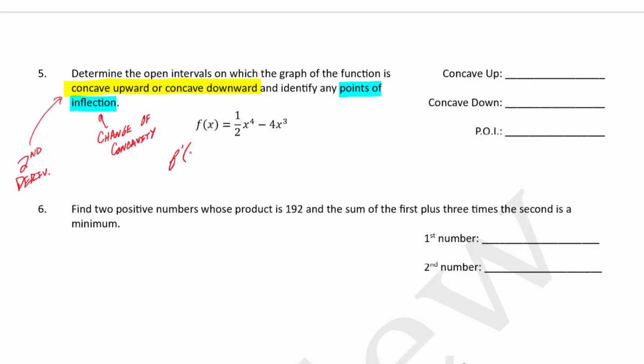So f prime for this one we got to start with. So 4 times 1/2 in front would be 2x to the third. Minus 3 times 4, that would be 12x to the second. We need to go one more derivative to get to the concavity analysis. So 3 times 2, that would give me 6 in front, x to the power 1 less, so 2. And then 2 times 12, that would give me negative 24.